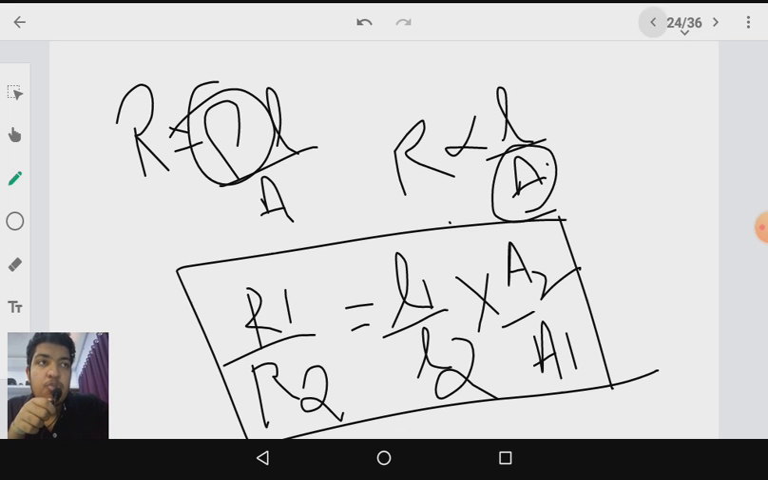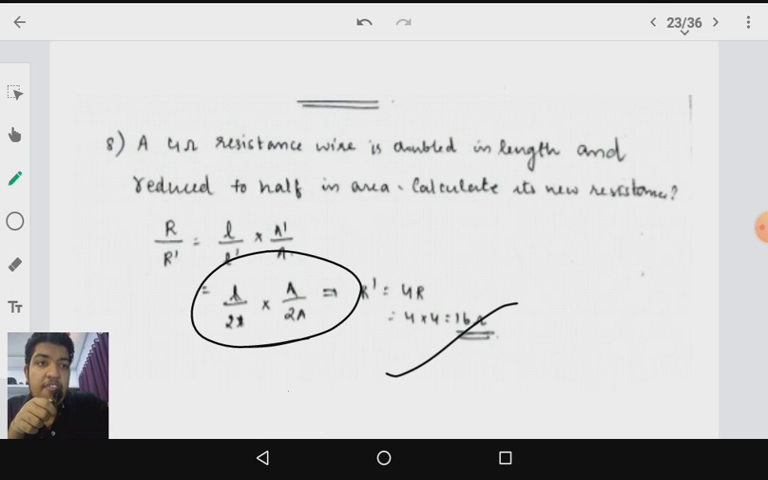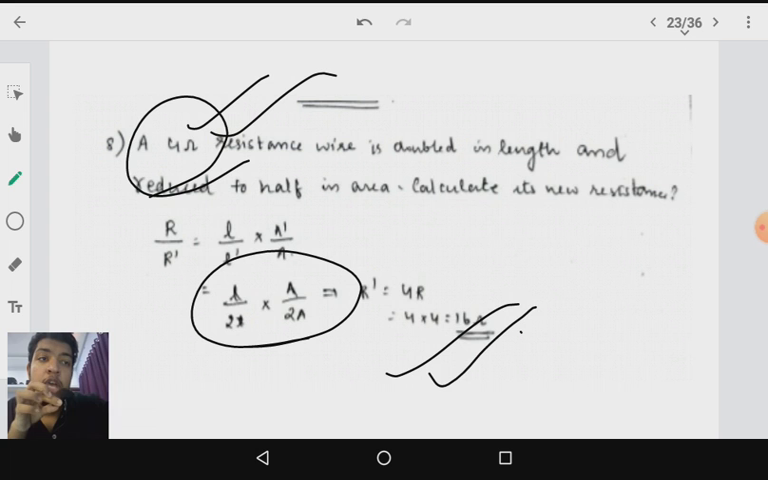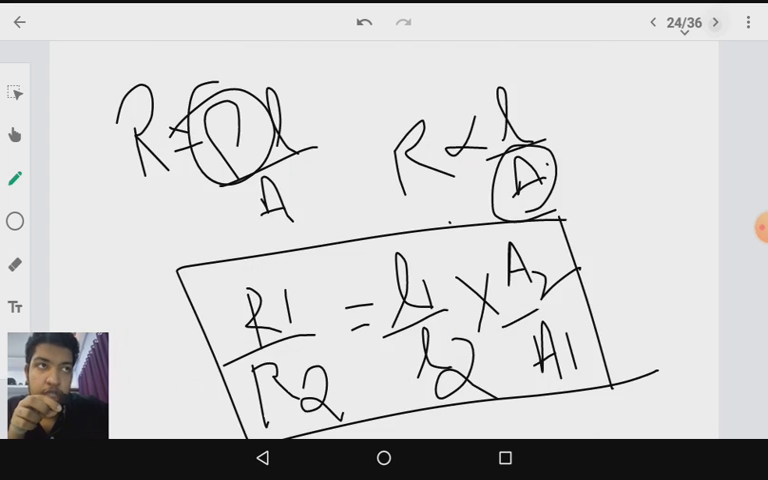Now you have to substitute the values here. Substituting, we will be getting 4 times of R, 4 times of the initial resistance, and the initial resistance is given as 4 ohm. So multiplying, we'll be getting it as 16 ohm. This is again asked as a 2-mark question for the board examination.